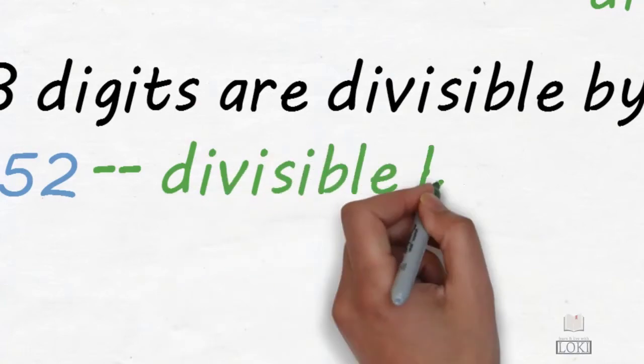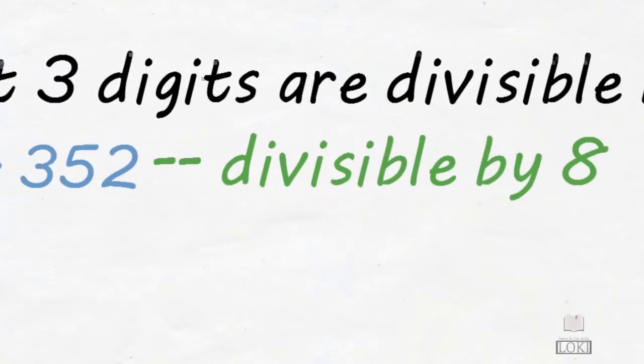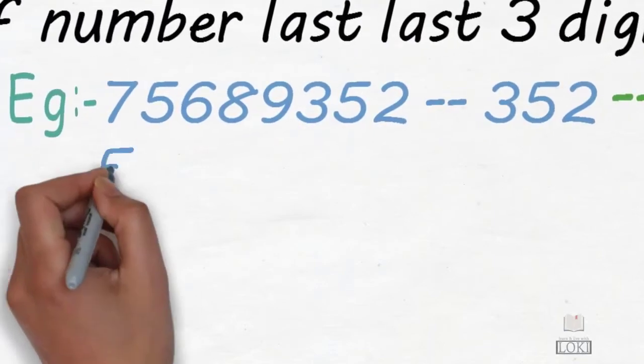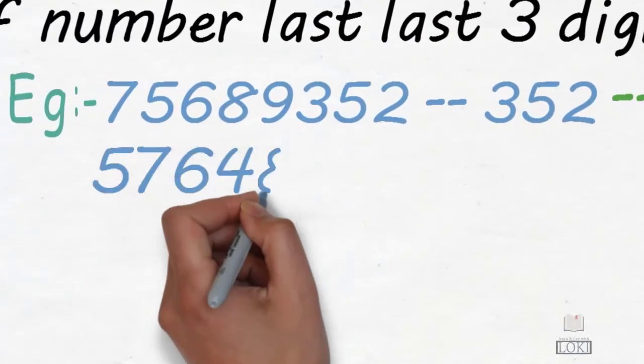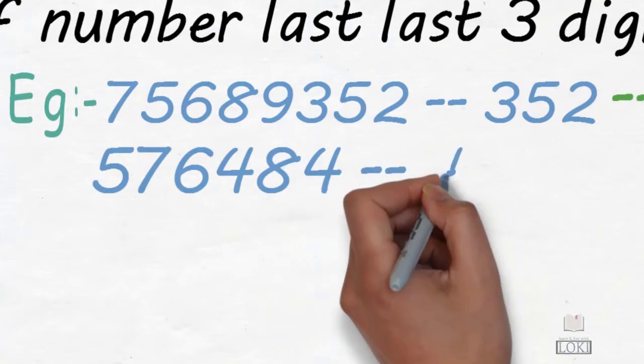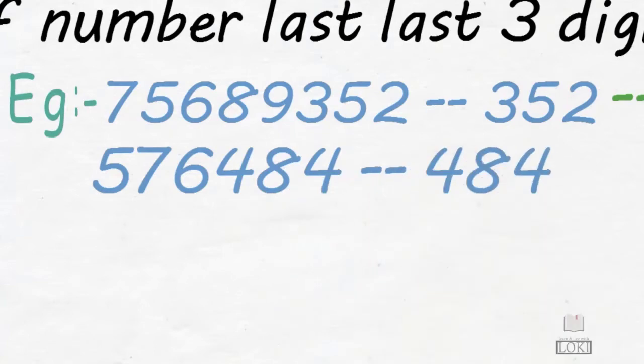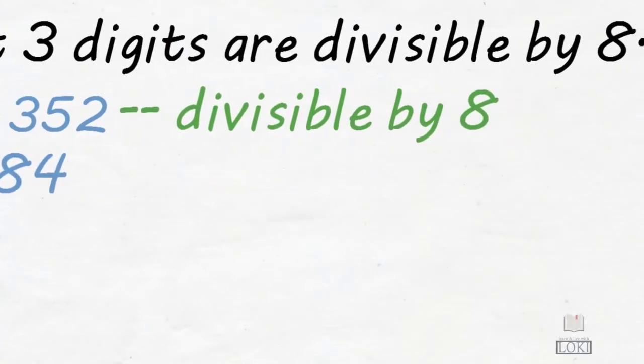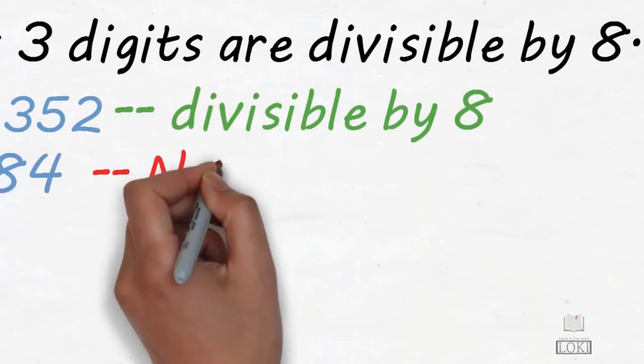And the next number is 576484. Yes, we know that we just need to look at the last 3 digits, 484. But 484 is not divisible by 8. So we can conclude that this number is not divisible by 8.